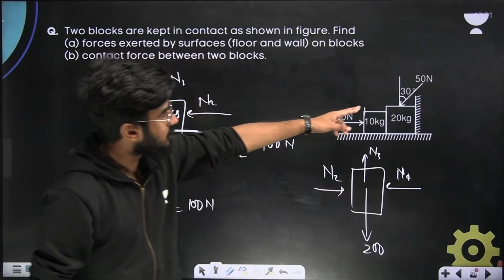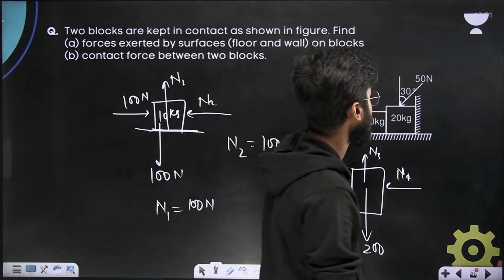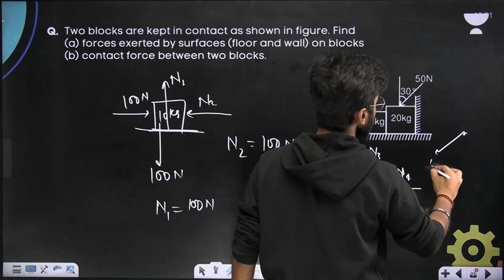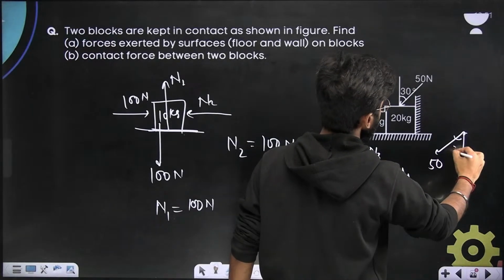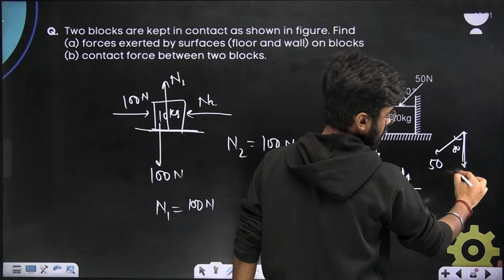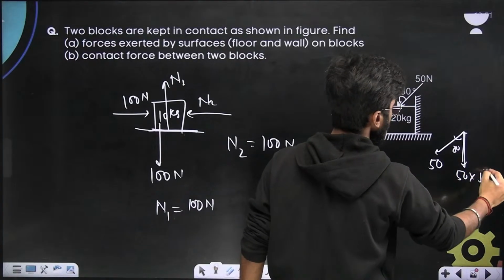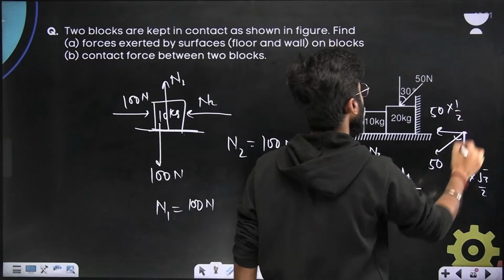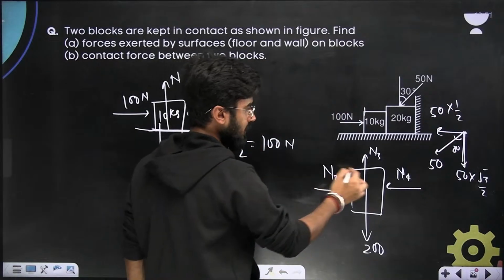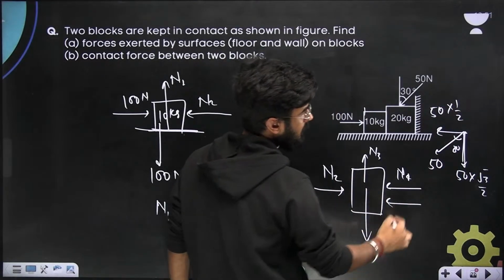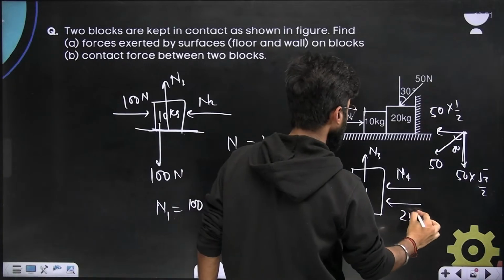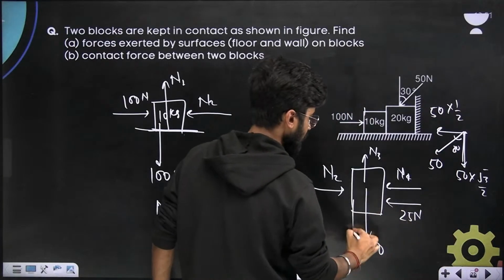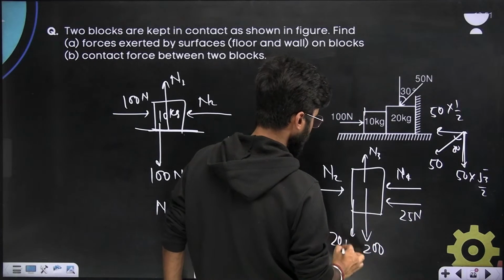And one more force, this 50. So we'll have to do the components of this 50. This is 50, and this is 30 degree. So this is 50 cos 30, means 50 into root 3 by 2, and this is 50 sin 30, means 50 into 1 by 2. Got it? So there is a force on this block in this direction, that is 50 into 1 by 2, means 25 Newton. And another force in this direction, that is 25 root 3 Newton.